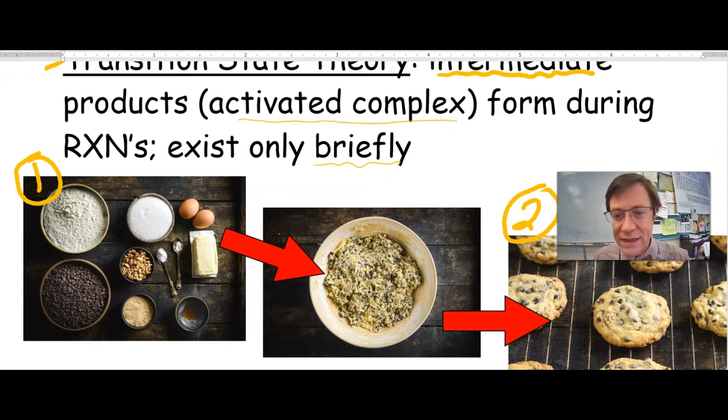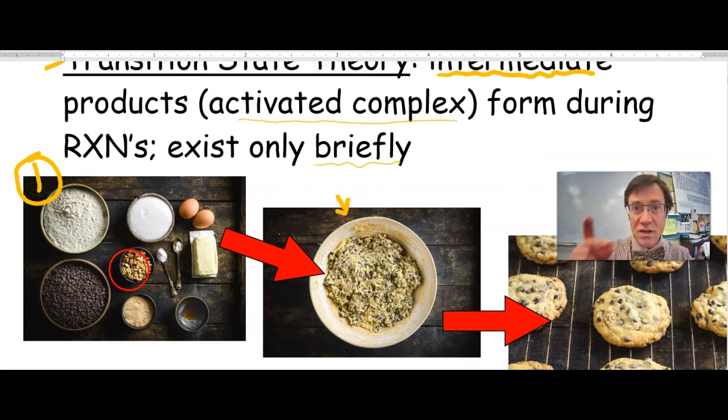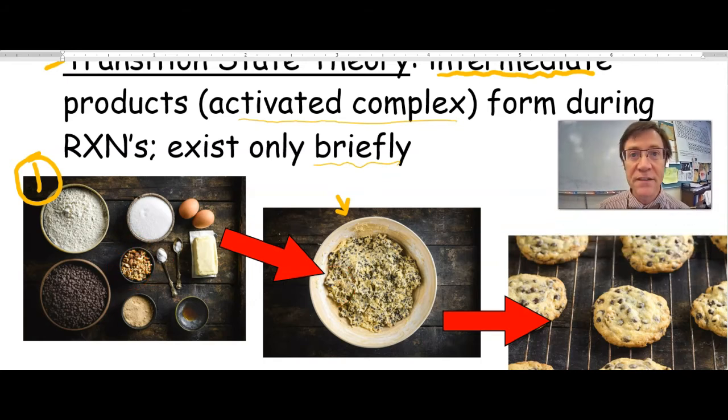Well, no, that's really not what happens. We have to have the cookie dough, right? The ingredients don't just magically snap into cookies. That would be lovely, like pure magic. I wish life was like Harry Potter, but it's not. We can't just blink, snap, and then there will be cookies. We have to make this stuff.